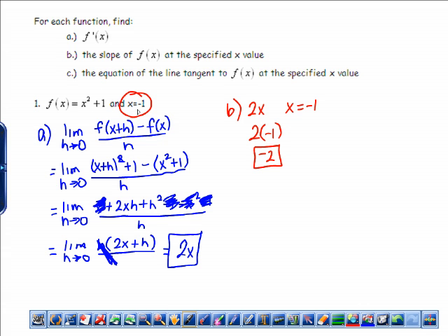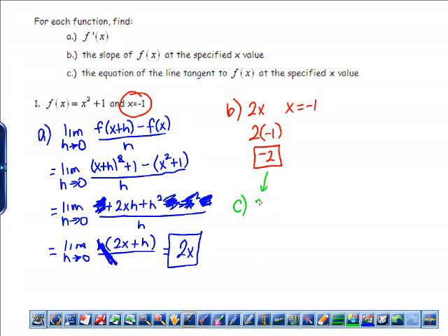So if I were to draw this parabola, locate x equals -1, and draw the tangent line, the slope of that tangent line would be -2. So now we get to part C, which is going to ask us to write the equation of that tangent line. Okay, well, we have the slope.